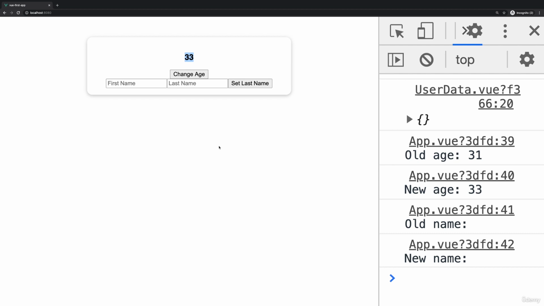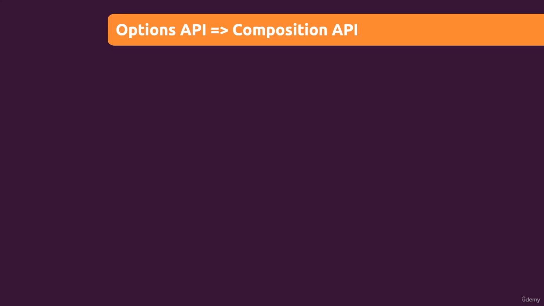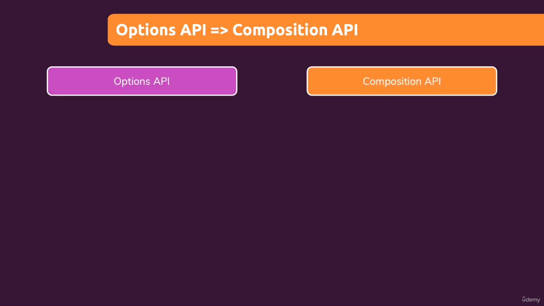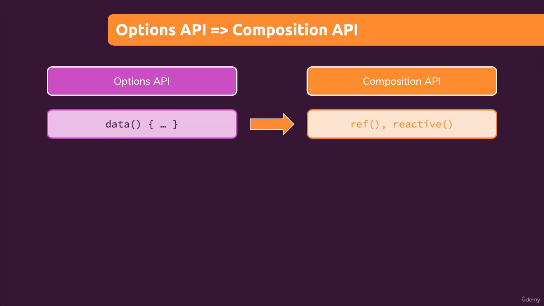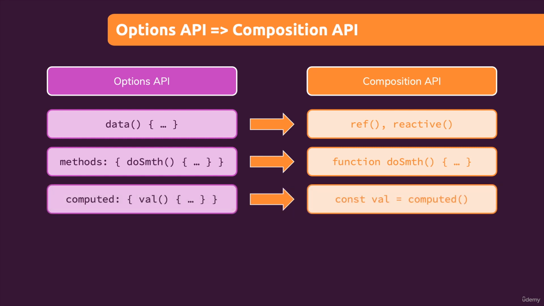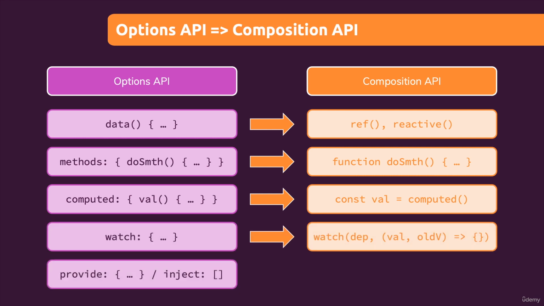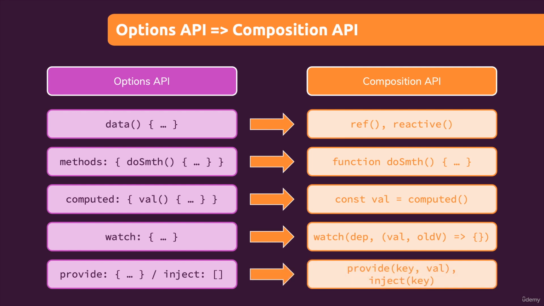So that's provide inject with the composition API. I would argue that it's even a bit easier and less code than with the options API. So that's how we can go from the options API to the composition API. Data is replaced with refs and reactive. Methods are replaced with functions, which you expose to the template by returning them in that object, which you return in setup. Computed is replaced with the computed function, and watchers are replaced with the watch functions. Provide inject is replaced with the provide and inject functions.